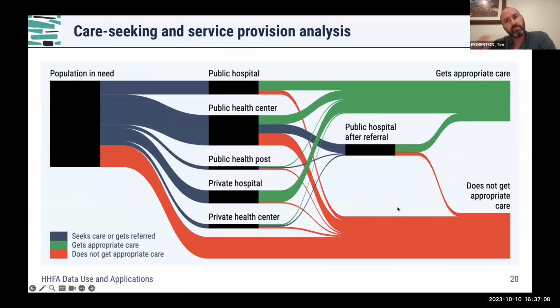This here is just a similar type of analysis, but here we're showing, of the population in need, which type of facility they are seeking care from. And this is in dark blue. You see people seeking care from different facility types. Some may then get referred to a public hospital. But once they're at a facility, do they then get care or not get care? And again, the proportion who go green and we think will get care, and the proportion in red who we think will not get care, that's largely determined by the analysis we do using the HHFA data.